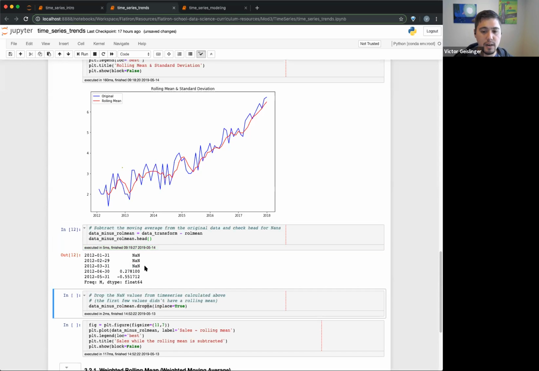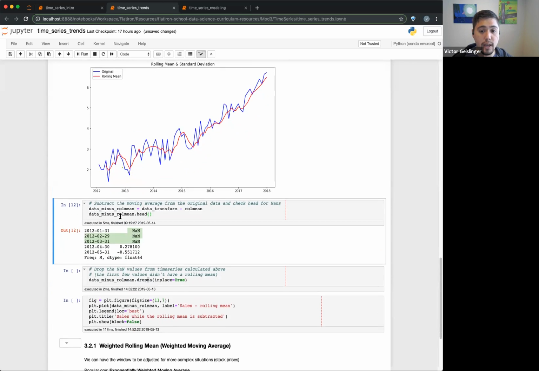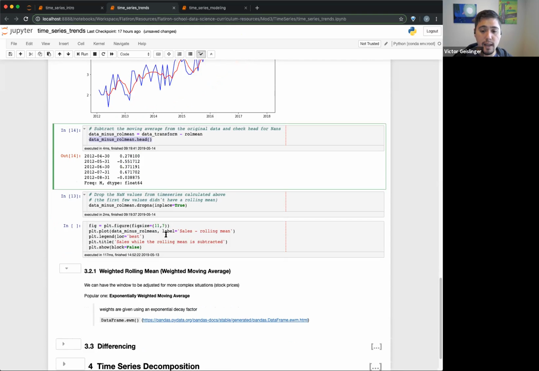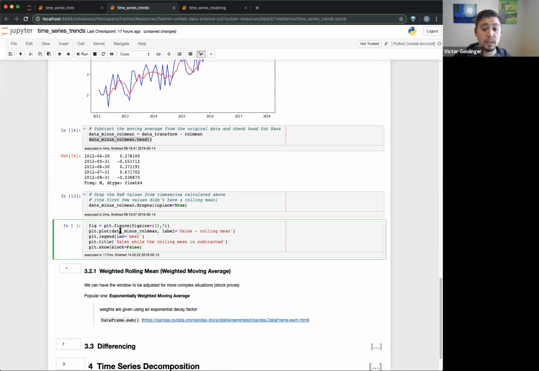And so you'll see here, NA, basically the first few points are not defined since we didn't have values defined for those points from the rolling mean. So I'm going to replace those, and now you can see I have no NA, but we lost some of that information before. Okay, I'll keep it there. And then I'll go ahead and plot this out. So now we'll actually see the plot of this data minus rolling mean.